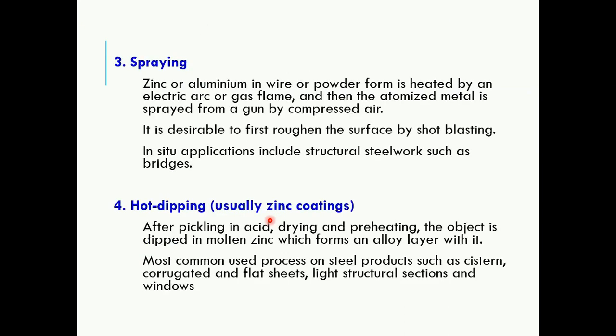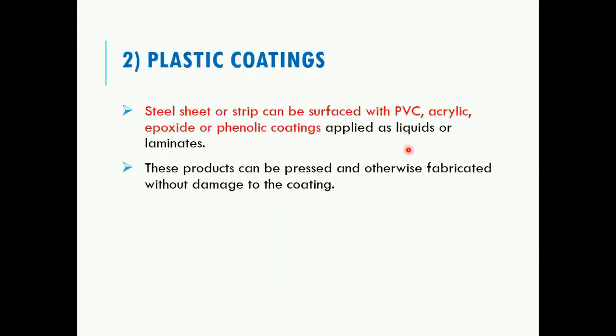And then we can spray zinc or aluminium in wire or powder form, which is heated by electric or gas, then atomized metal is sprayed by using compressed air. And also hot dipping. After pickling in acid, drying and preheating, the object is dipped into molten zinc, which forms an alloy layer outside of the steel.